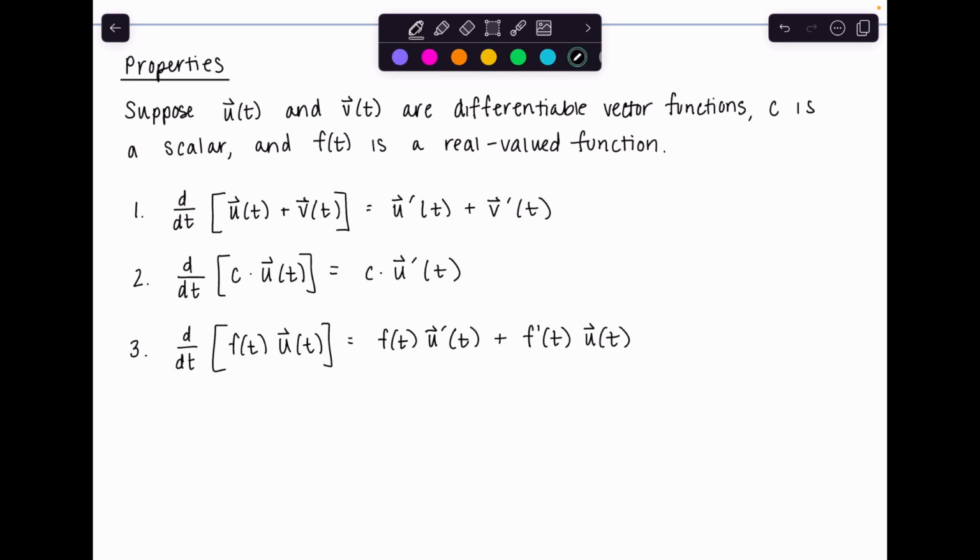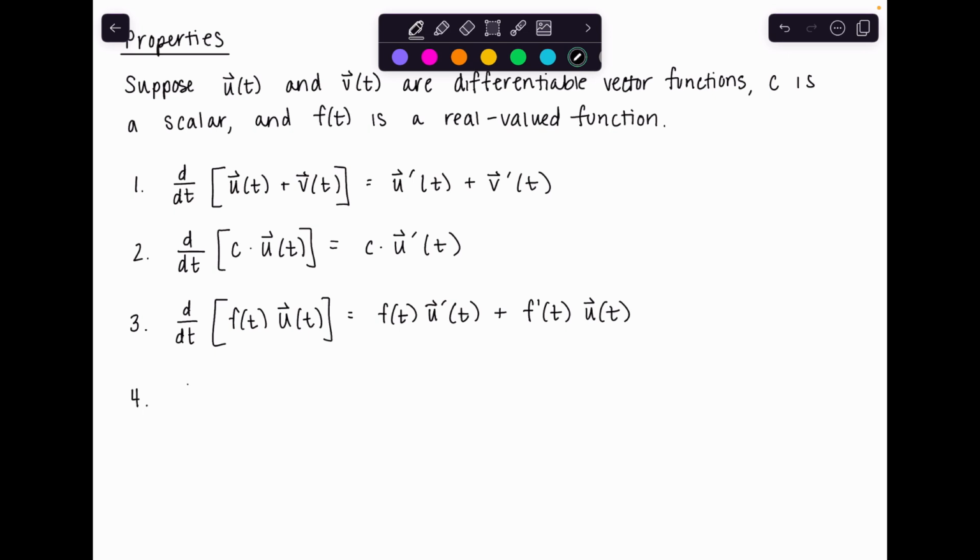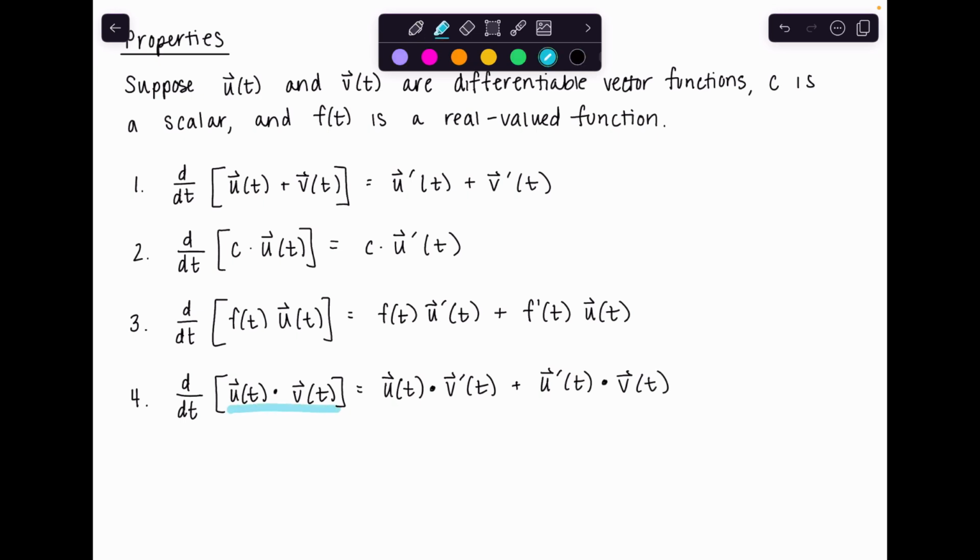The next one, same kind of thing, but it has to deal with our operations of the dot product and the cross product of two vectors. So for the fourth one, if you go to take the derivative of the dot product of two vectors, it is again just the product rule and the operation stays the same. So you keep the first, differentiate the second, and you're still dot producting the two. And then you switch where you put that derivative. So u prime of t dot v of t. But again, you can find this first and then take the derivative. And the result is a scalar function.